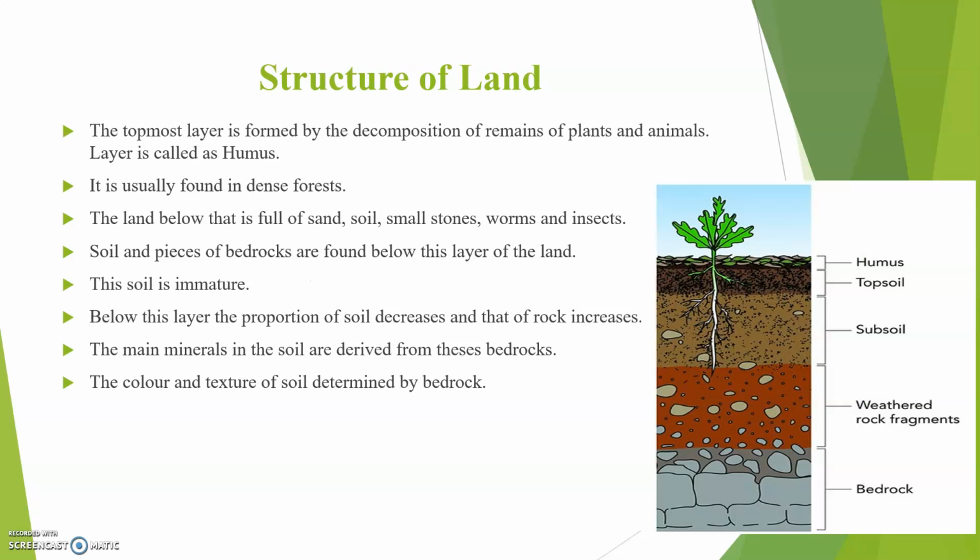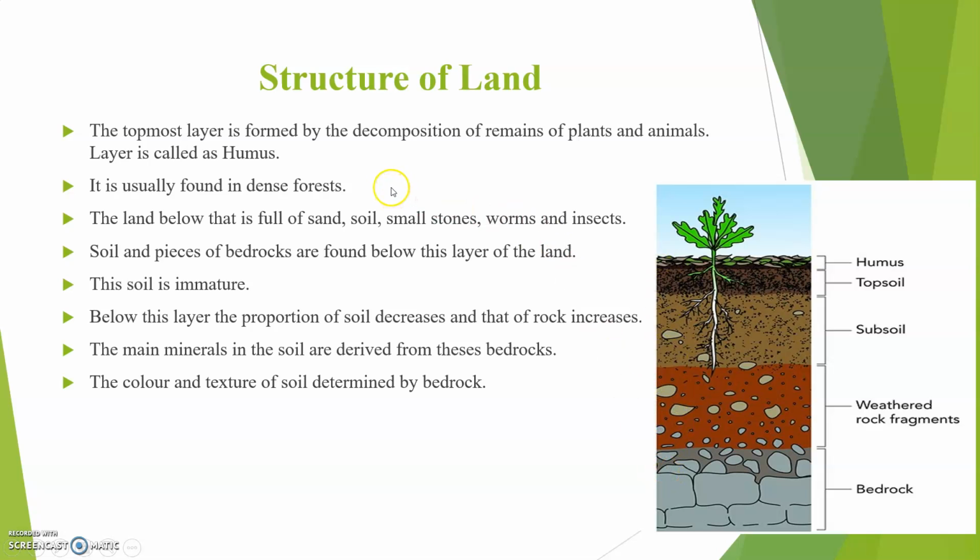Let's talk about the structure of land. First of all, if you observe this picture, the first layer is humus. Humus means the layer of plants and dead animals, which is the topmost layer. Then comes the soil. As you go downside, first there is weathered rock fragments, which means small stones. Then comes the bedrock, which means big stones. So these are the different layers of land.